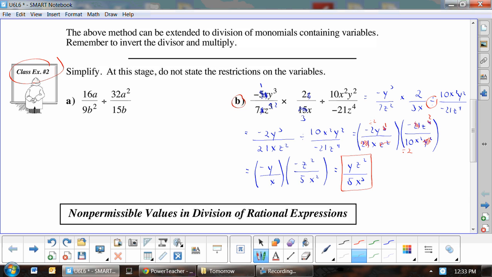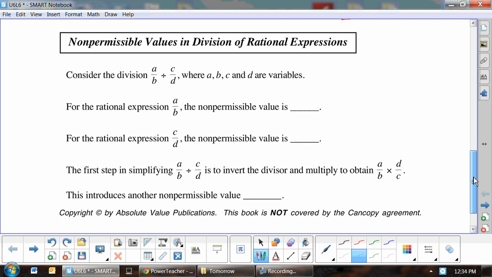Okay? So these questions aren't really a whole lot more difficult than what we did yesterday. And judging by your quizzes today, you guys had a pretty good grasp on what we were doing yesterday. The trickiest thing about doing the division is we have to deal with our non-permissibles a little bit differently.